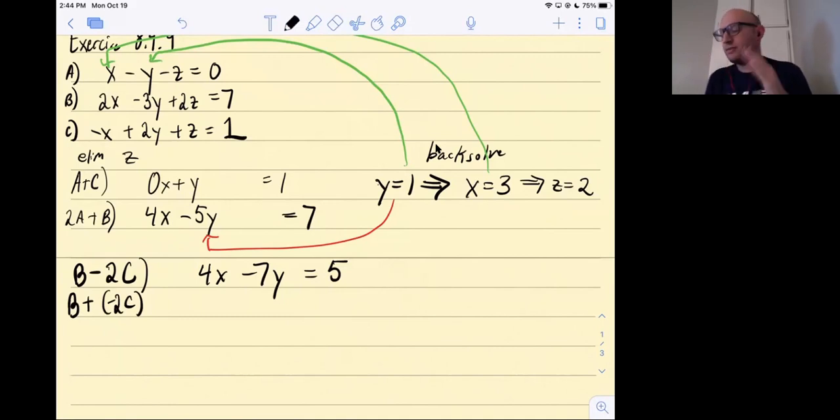You don't have to do it in just one way. You don't have to say, always make them opposite and then add, or always make them the same and then subtract. Just do whatever you see that's convenient. I just like to do it so I avoid writing too much. If I write too much stuff, my paper gets too cluttered and it's a little bit hard for me to keep track of what I'm doing.